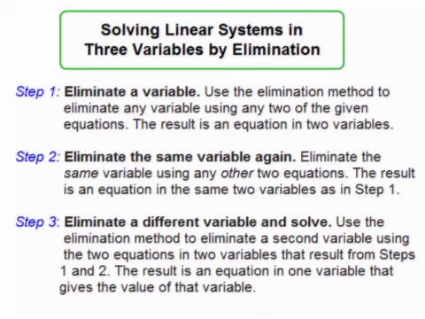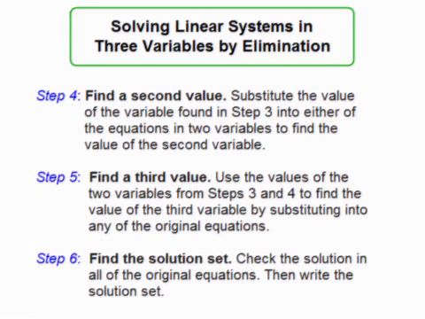Step 3 is eliminate a different variable and solve. Using the elimination method to eliminate a second variable using the 2 equations in 2 variables that result from steps 1 and 2, the result is an equation in 1 variable that gives the value of that variable. Step 4 is find a second value. Substitute the value of the variable found in step 3 into either of the equations in 2 variables to find the value of the second variable.